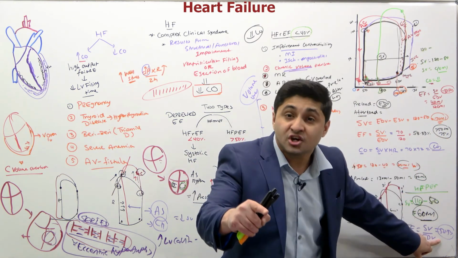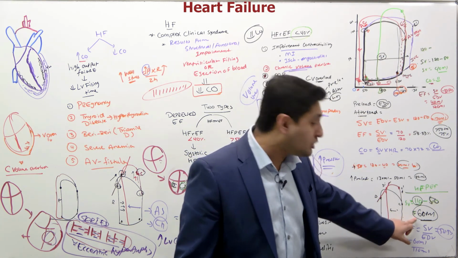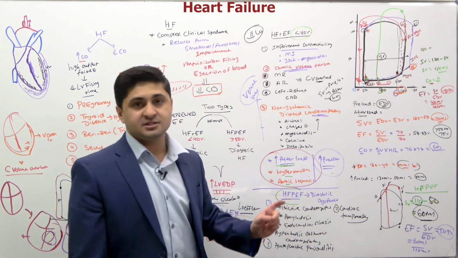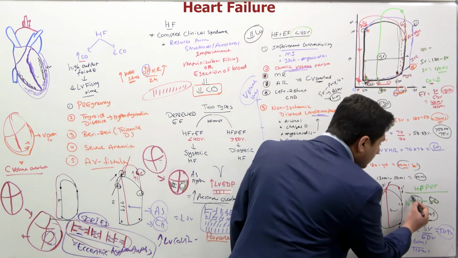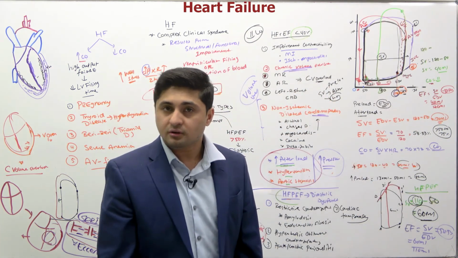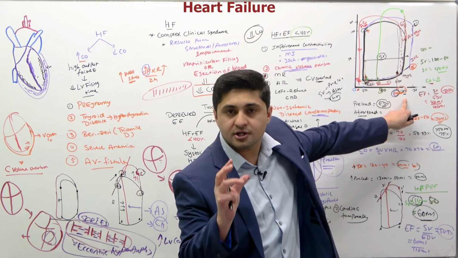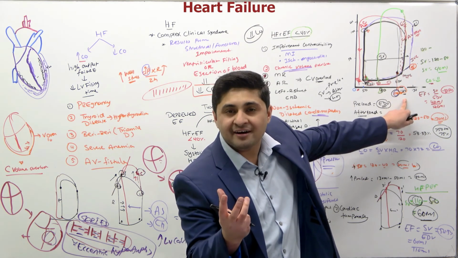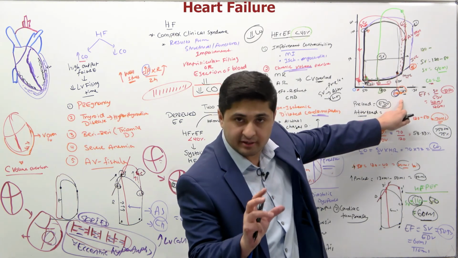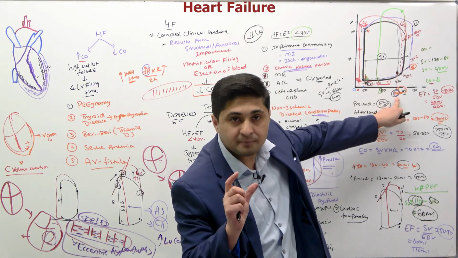This ejection fraction is preserved in spite of having what? Low stroke volumes or low cardiac output, right? And this type of heart failure, we call it preserved ejection fraction. The reason why that happens is, look, 120 ml is supposed to be our normal preload for the ventricle, at least in our diagram, before the contraction. That's the preload in diastole.